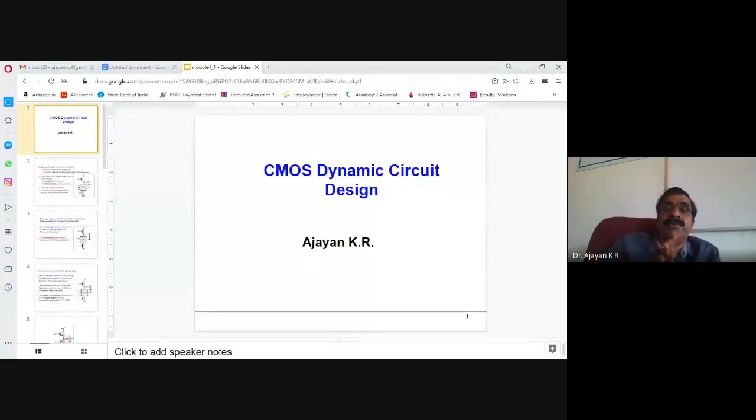So dynamic circuit normally refers to synchronized or clocked circuits. The basic design of a clocked CMOS digital circuit is a modification of the static CMOS circuit, where you have a pull-up network and a pull-down network, and at the joining point of the pull-up and pull-down networks you connect an output capacitor and take the output. All the inputs are commonly connected to the pull-up and pull-down networks. The pull-up network consists of PMOS, and the pull-down network consists of NMOS. The pull-up network is normally connected to VDD, and the pull-down network is normally connected to the ground.